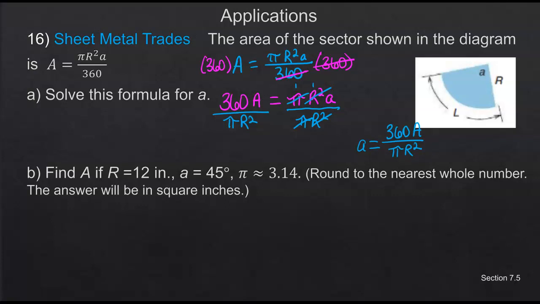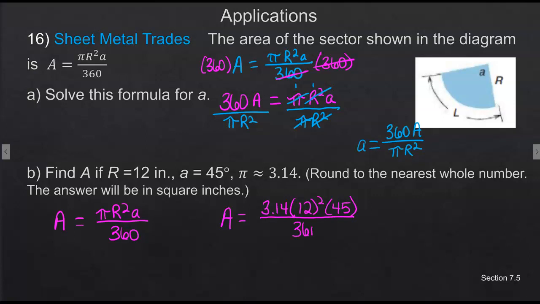On part B, it tells us to find the uppercase A. So we actually don't want to use the formula that we just solved. We want to use the one from the beginning. We will use A equals pi r squared lowercase a over 360 and substitute in. So here we go. We're finding A, and we know pi is 3.14, r is 12, and we're squaring that. a is 45 degrees. We're dividing that by 360.